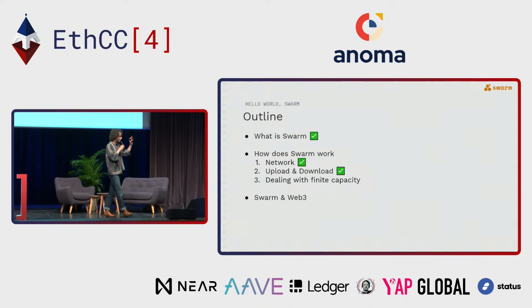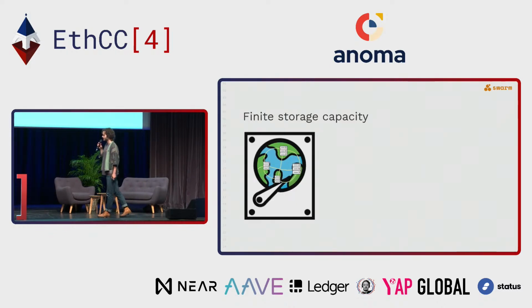Okay, so I was going to explain how Swarm works, and right now we know how the network is being built up. We know how upload and download works. The only thing that I'm going to talk about right now is how Swarm deals with finite capacity. So again, picture yourself this global hard drive, and think about a normal hard drive, right? Eventually it fills up, right? If you just put a lot of movies on your hard drive, my hard drive is full, and what I'm doing myself, I'm buying a new hard drive, or I just delete some movies which are not relevant anymore.